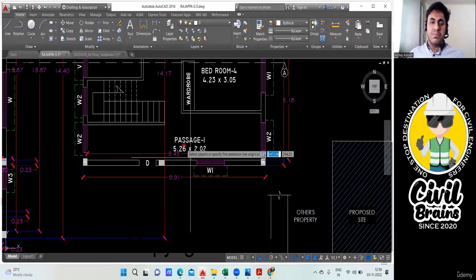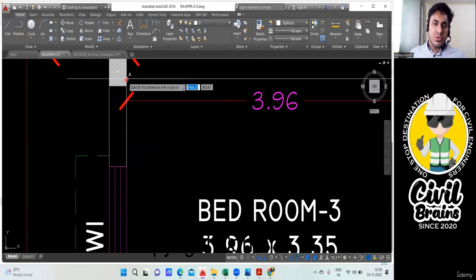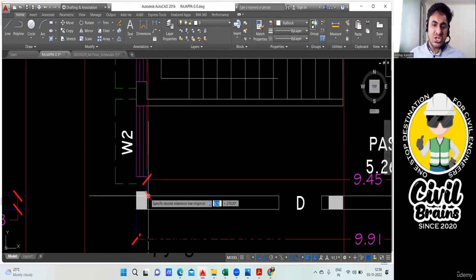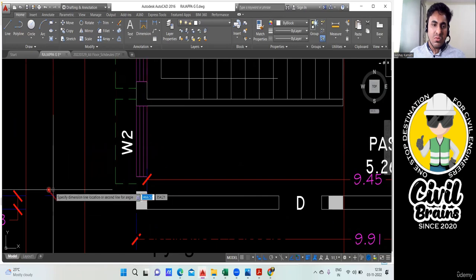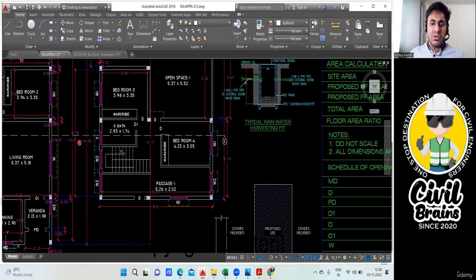Now you come to this part. How much is this part? Again, I'll measure from here. From here to where? This part, no? Up to here, plastering will happen. What is that? It should be 8.76. Okay, it is 8.76.